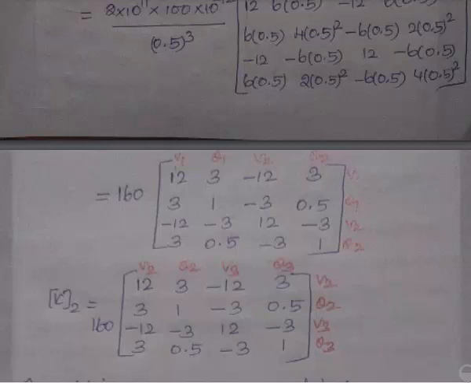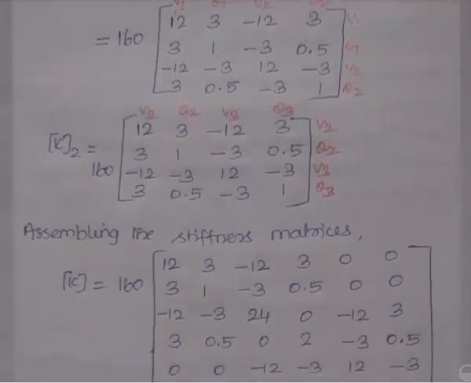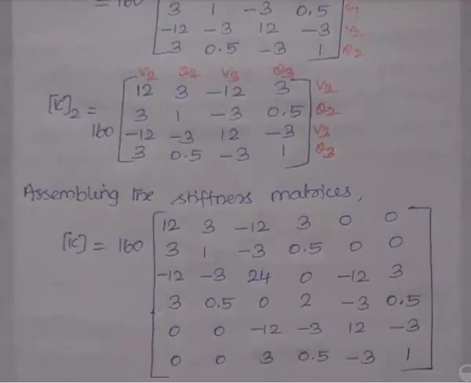Now we can assemble the stiffness matrices of the individual elements to frame the global stiffness matrix. The size of the global stiffness matrix will be 6 cross 6, since the beam contains 3 nodal points. At each nodal point, 2 components are considered for the analysis: one is vertical deflection and the other is rotation. This is the assembled global stiffness matrix.